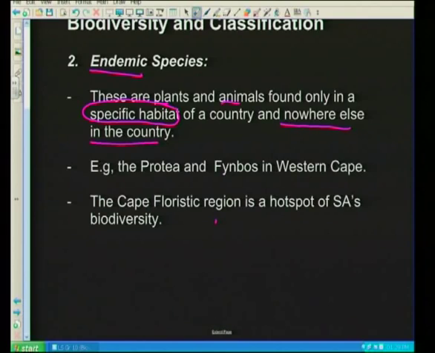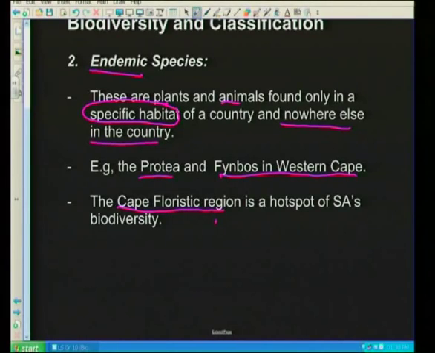Right, we're seeing the protea and the fynbos in the Western Cape. You have the protea flower. The protea flower is found in South Africa, but not just in any area of South Africa, only in the Western Cape, and especially on Table Mountain. As well as the fynbos, it's found in the Western Cape and nowhere else in the country.